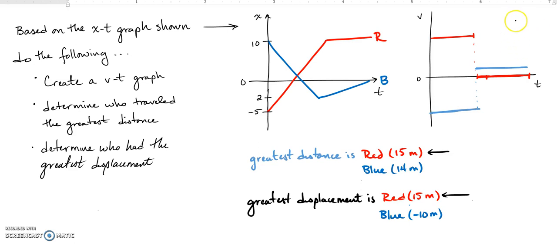So this is the velocity time graph you should have created. I color-coded it red, red. Blue, blue. And then greatest distance, well, I told you it was red. I don't know why you didn't believe me, but it's red, 15. And the greatest displacement is also red at 15. Oh, poor blue. You were so close. Oh, well. Because like I said, I'm always red when I'm gaming.